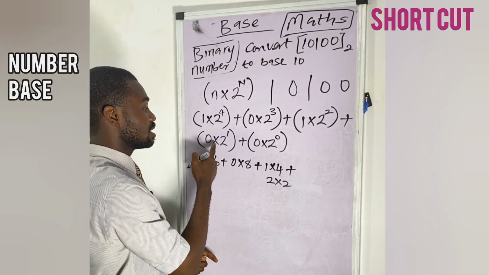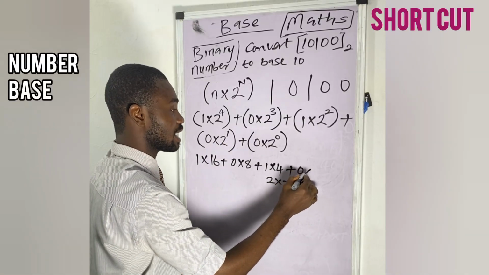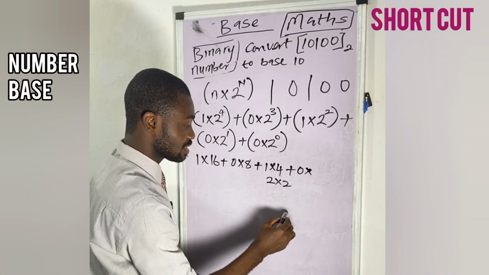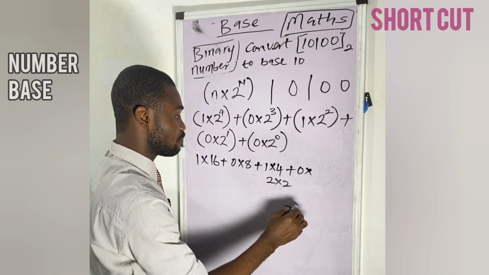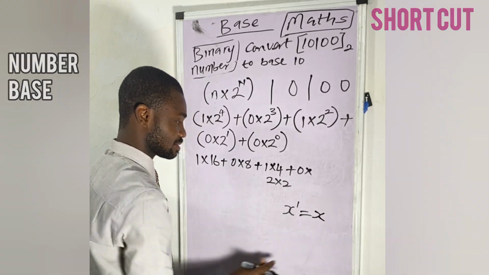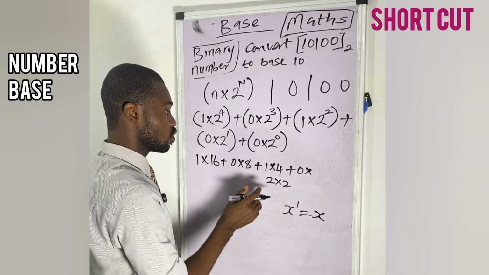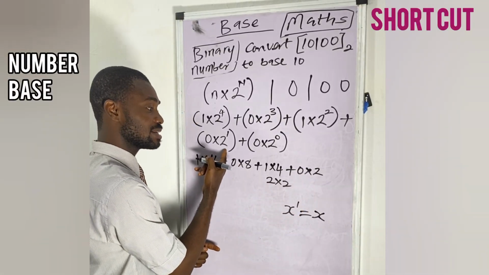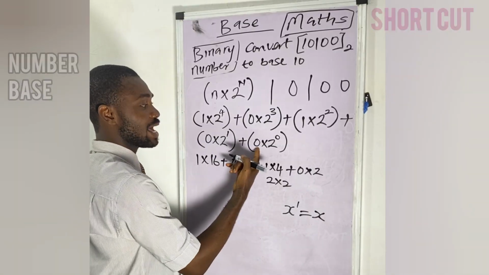We have 0 times 2 to the power of 1. Remember the law of indices, which states that when a number is raised to the power of 1, it's the same thing as the number. So we are going to do 0 times 2 here. Anything raised to the power of 1 is the same as the number. All right?